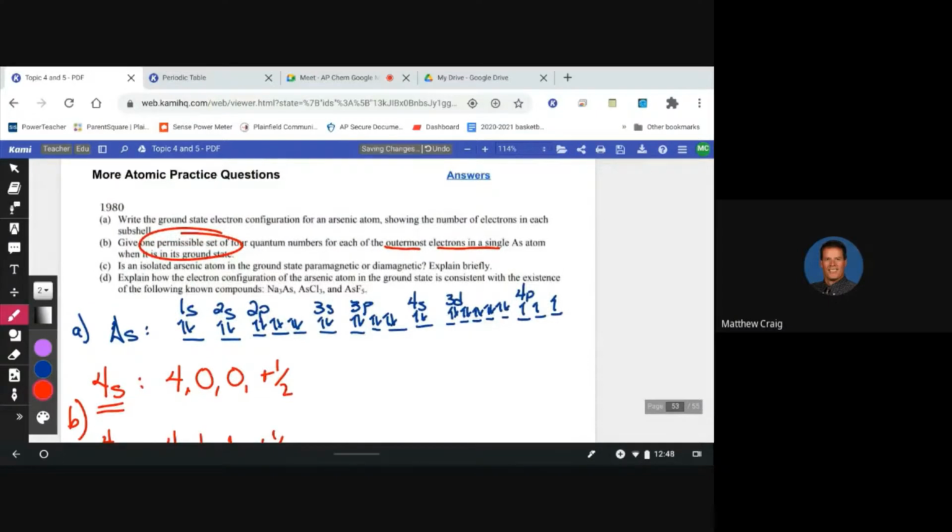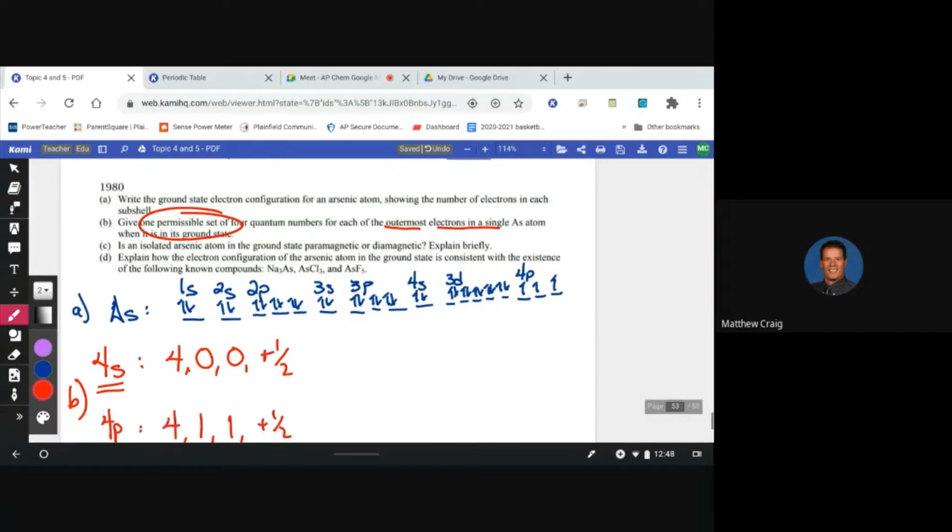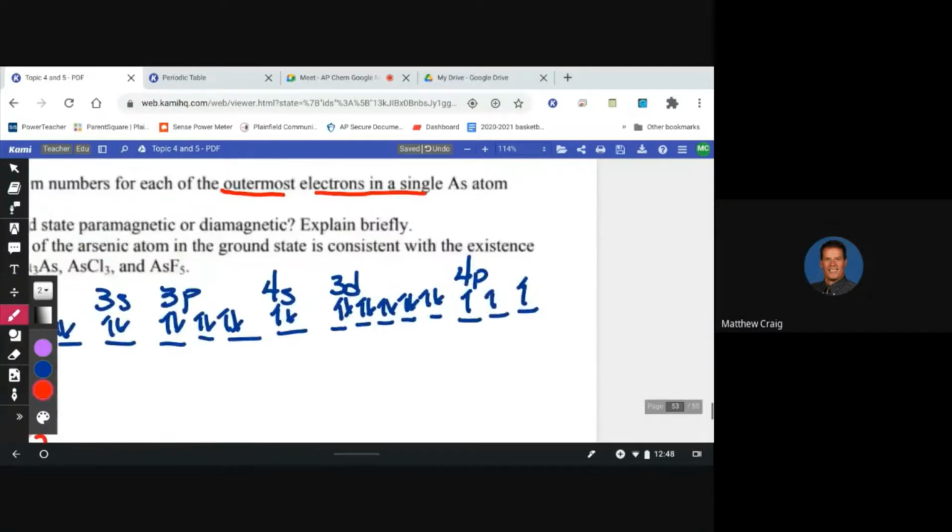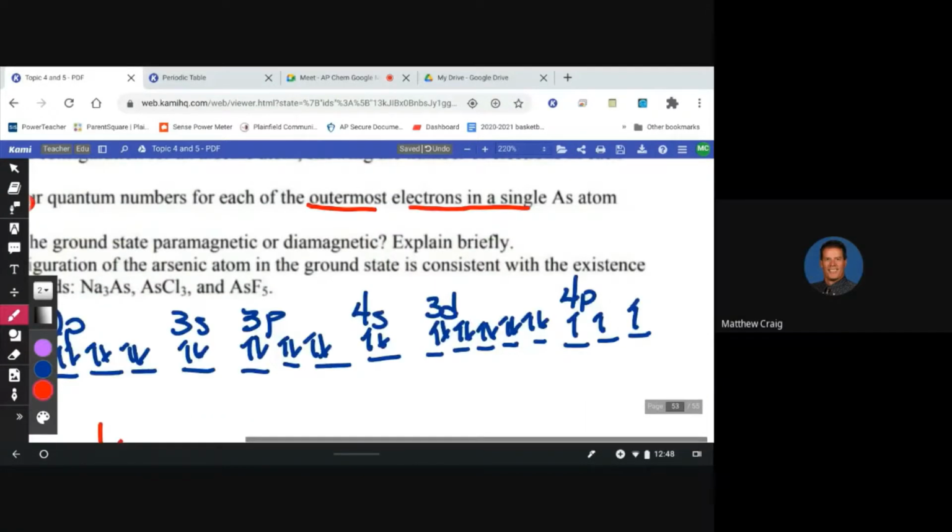All right. Letter C. Is an isolated arsenic atom in the ground state paramagnetic or diamagnetic? I'll give you a hint. Maybe if I can zoom in.